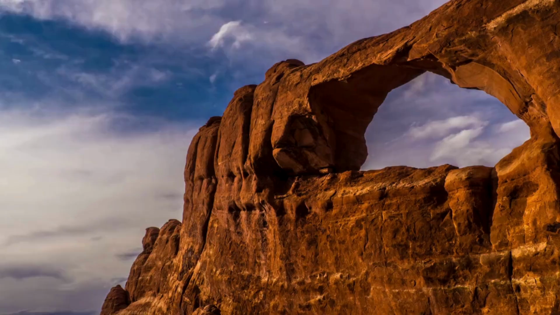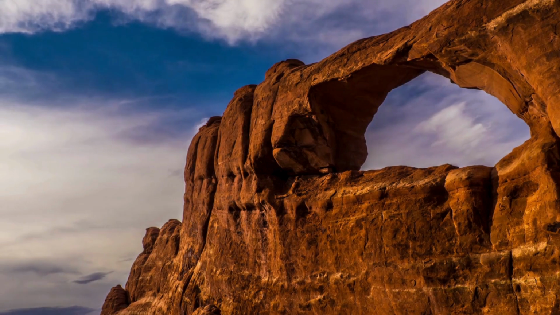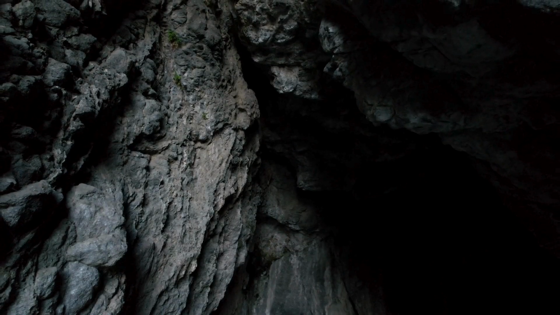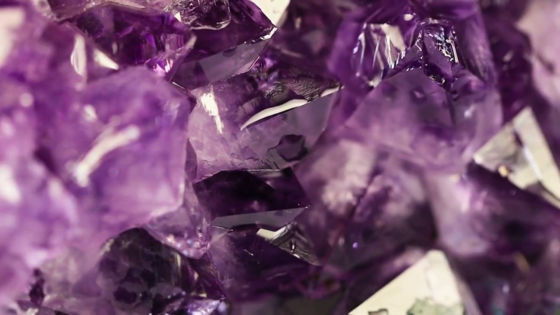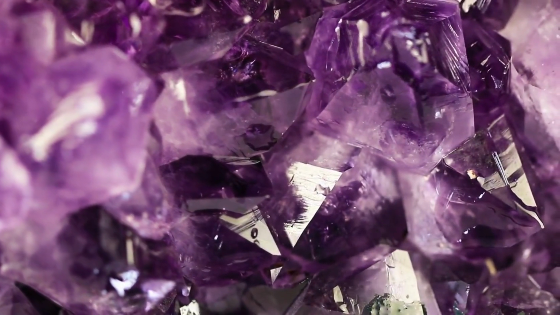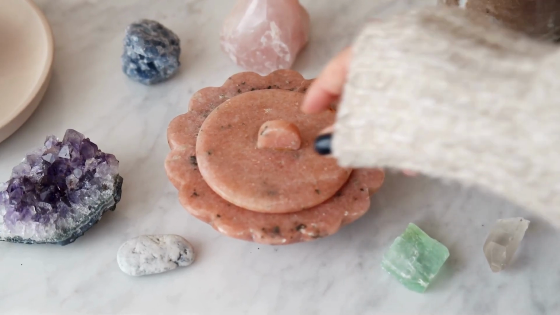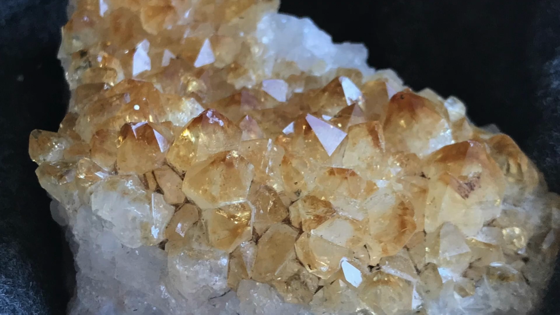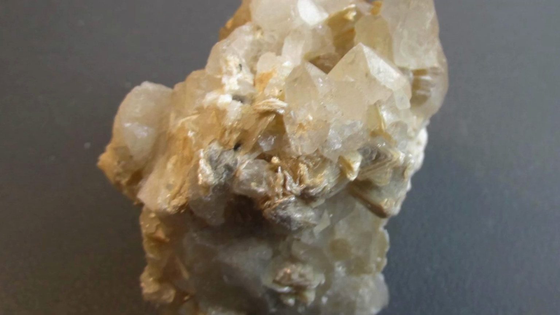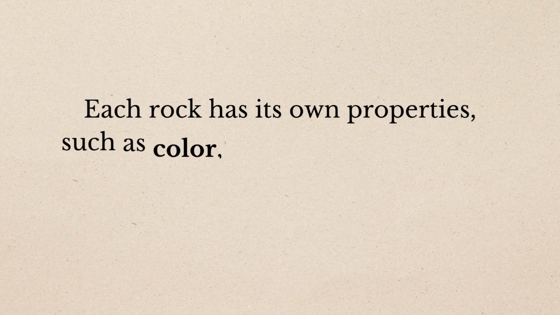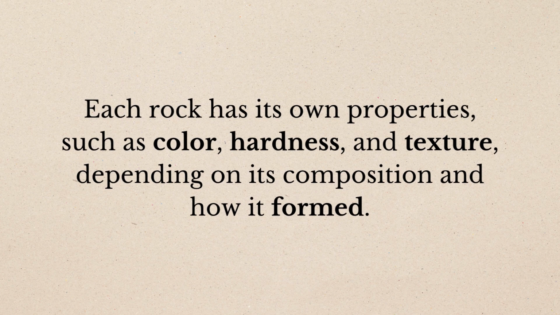Rocks are naturally occurring solid materials that make up the Earth's crust. They are composed of minerals, small substances with a specific chemical composition and structure. If you would like to learn something about minerals, you can watch my video on the channel. Some rocks are made of just one mineral, but most are a mixture of several. For example, granite contains quartz, feldspar, and mica. Each rock has its own properties, such as color, hardness, and texture, depending on its composition and how it formed.